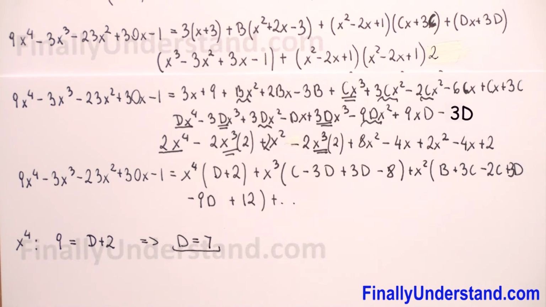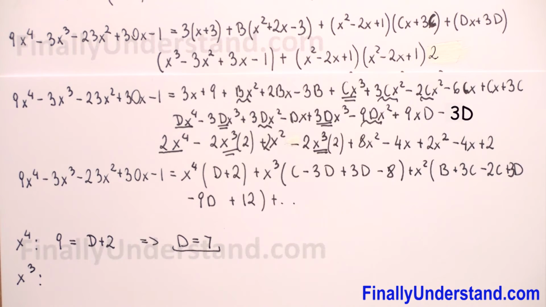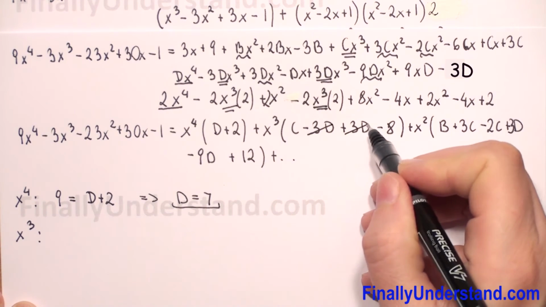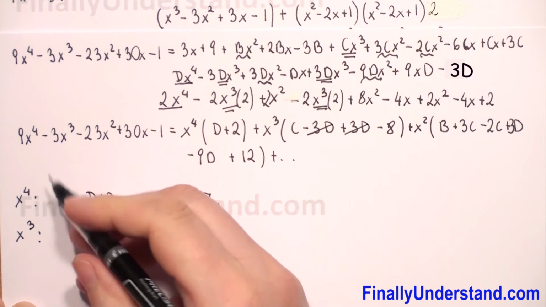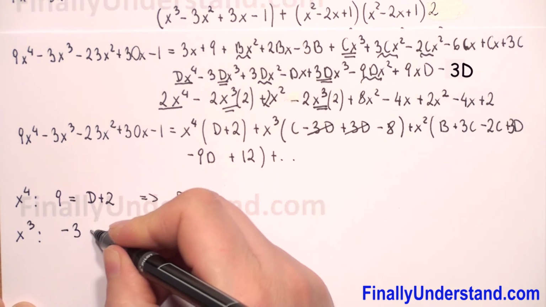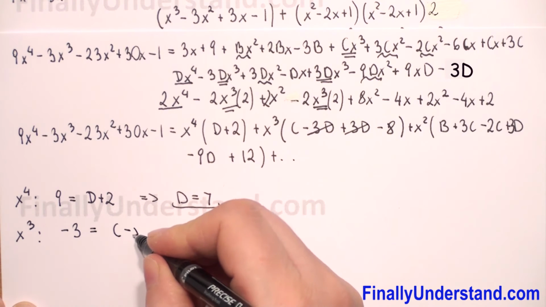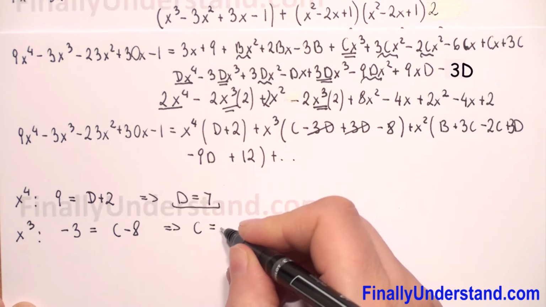Next, we have the coefficient before x cubed. So this is equal to 3d minus 3 plus 3d will reduce. And on the left side, we have negative 3, which should be equal to c minus 8. So we have that c is equal to 5.